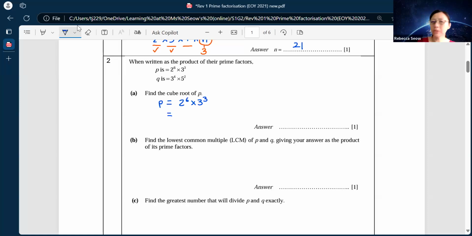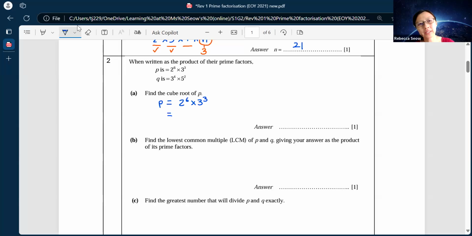You would know that the cube root of a number is the opposite of what we want to find, which is the cube. So when we know that something is a cube number, the powers of each prime factor have to be a multiple of 3. Hence, to find the cube root means that we have to divide each power of the prime factor by 3.